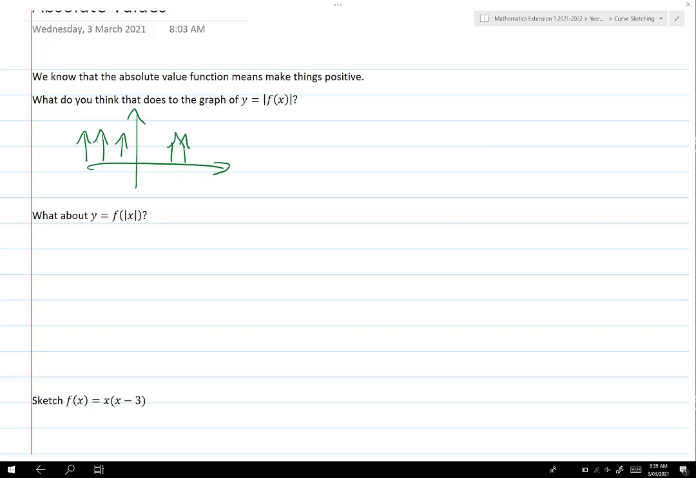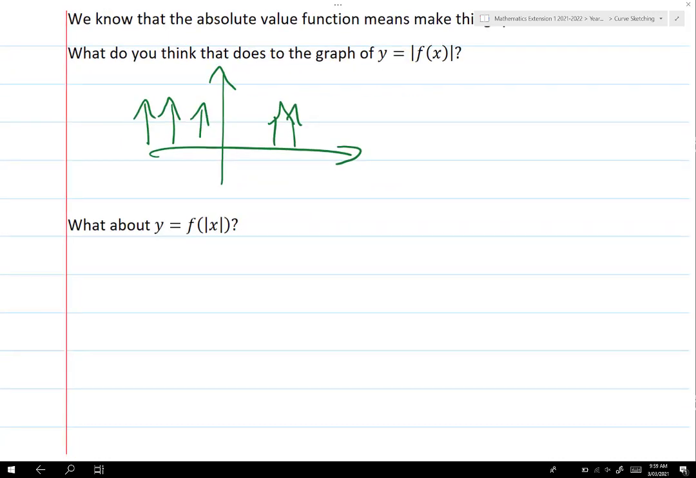What's the absolute value of -1? 1. So when the original curve was -1, shouldn't it now be at 1? Oh, so you reflect. You only reflect the negative part. Good. Okay, finished, done. We don't even need to do it, right? Oh, yeah. We will do it, of course. But okay, so what about this one?